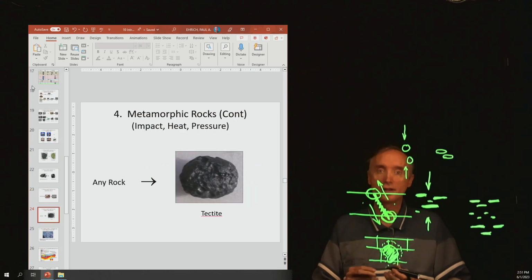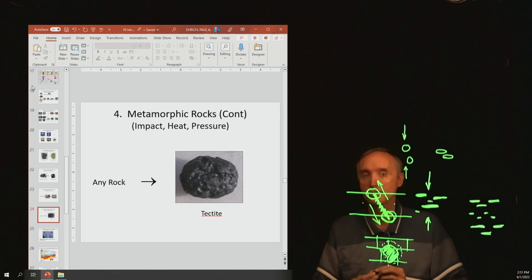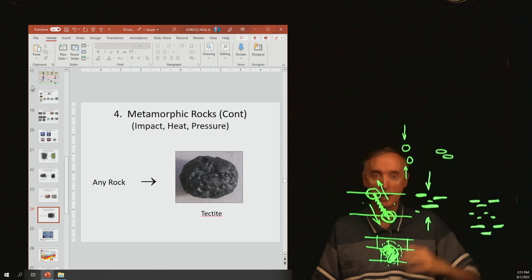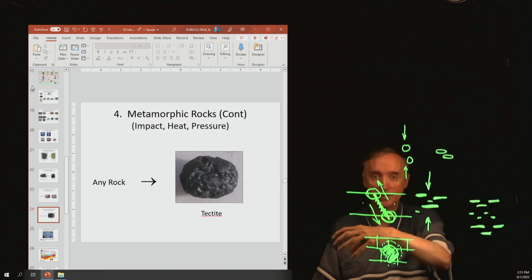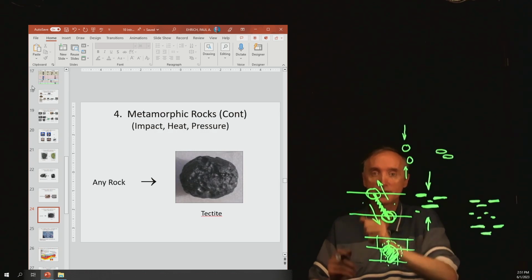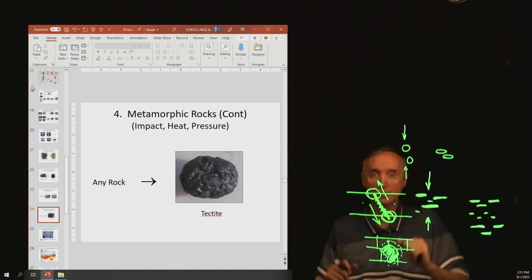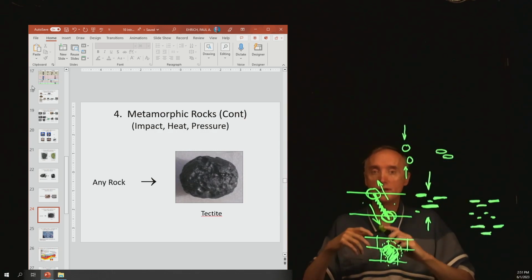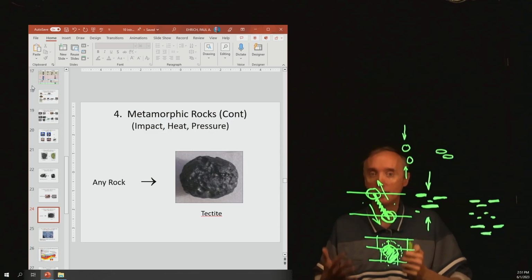And then the last kind of metamorphism is impact metamorphism. In this case, you would start with any kind of rock, and then it gets whacked by an asteroid. An asteroid comes in, it hits the ground, and it's going to send pieces of rock flying through the air. Those pieces of rock are going to be under high pressures and high temperatures, and they can be metamorphosized into what's called a tektite.